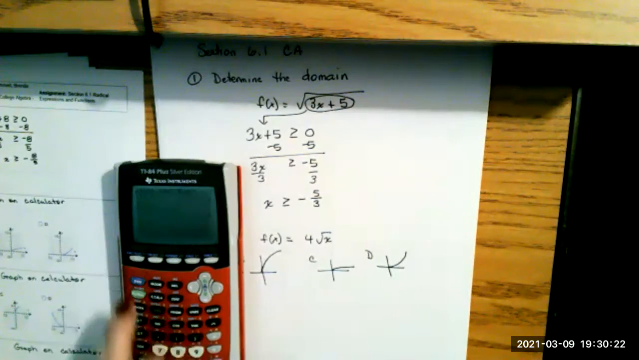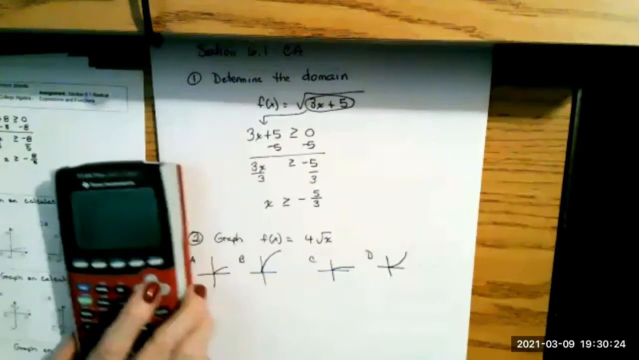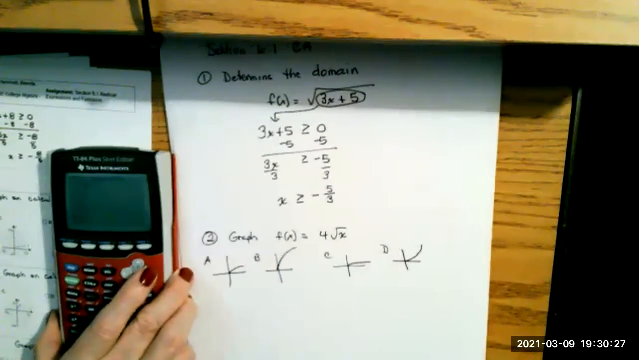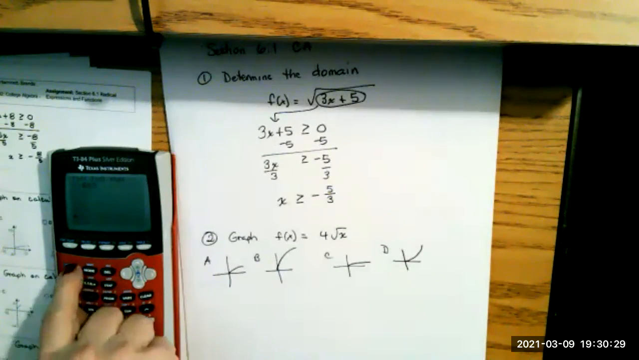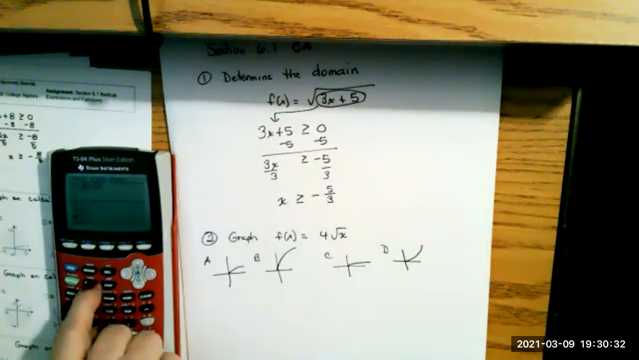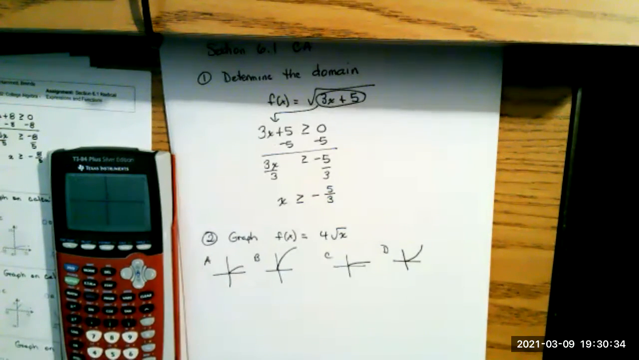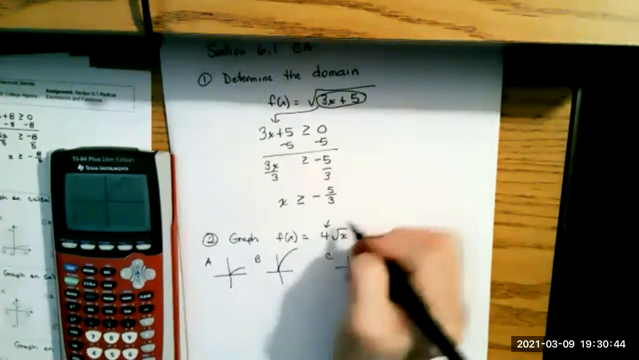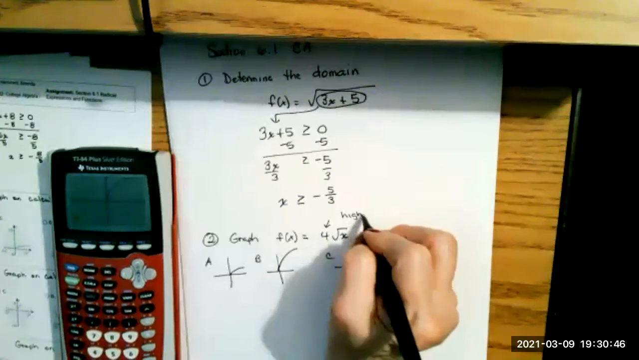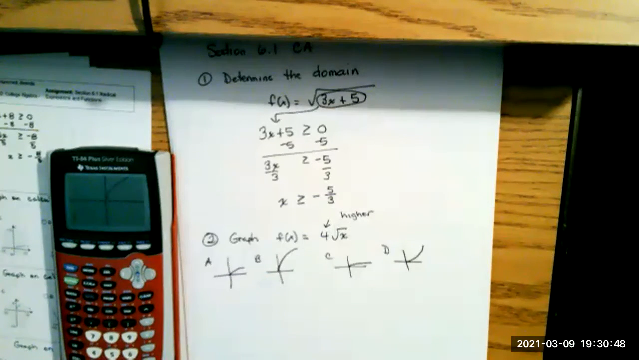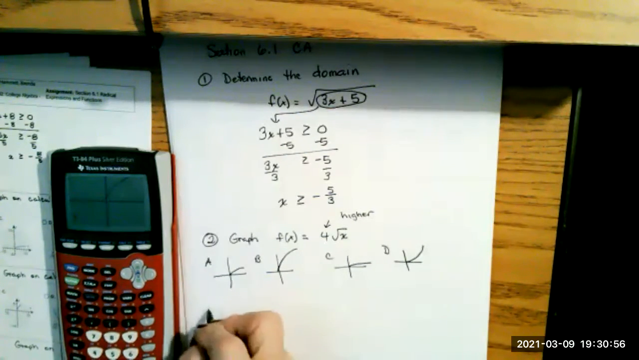and you do y equals 4 times the square root of x, graph. So which one is it? Were you able to graph it? B. It is B. And what happens on this 4 is it makes it higher. It makes it go up higher and faster. That's what it does. It makes the curve steeper, makes it higher up. You're right. It's that one.